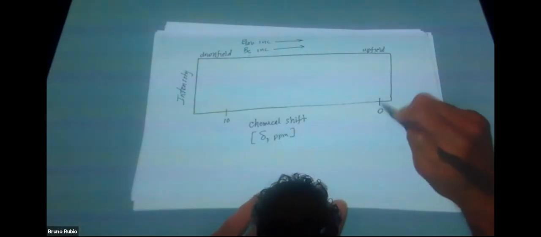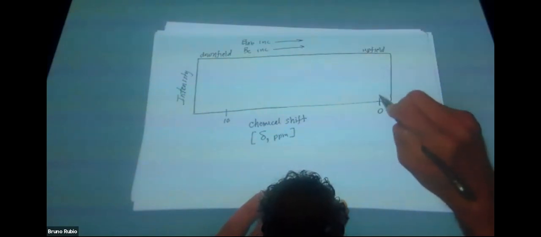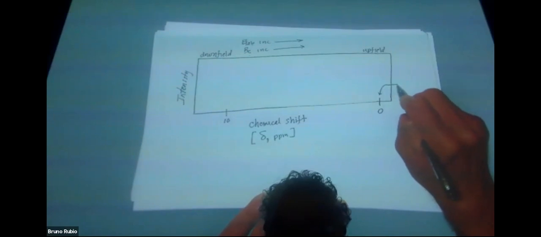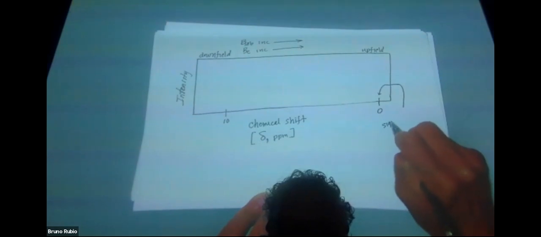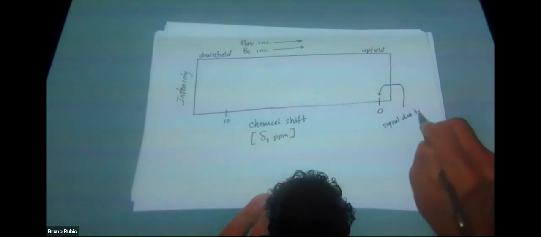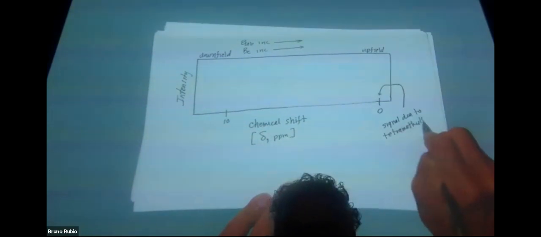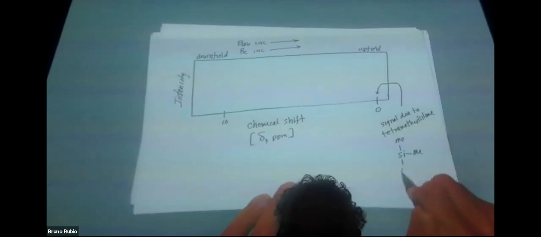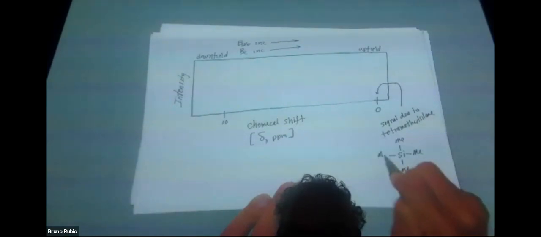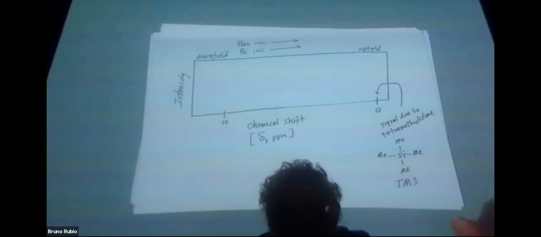The 0 of the NMR chemical shift axis is the location of the signal that is due to tetramethylsilane. Tetramethylsilane is a silicon atom bonded to 4 methyl groups, and this is abbreviated TMS.